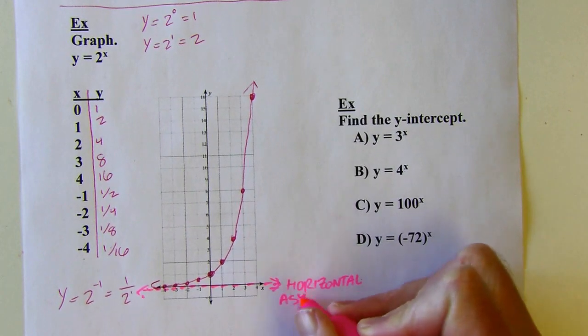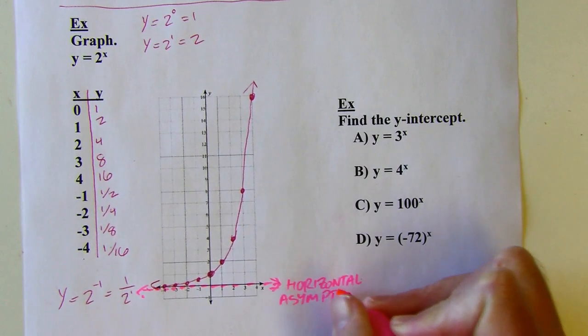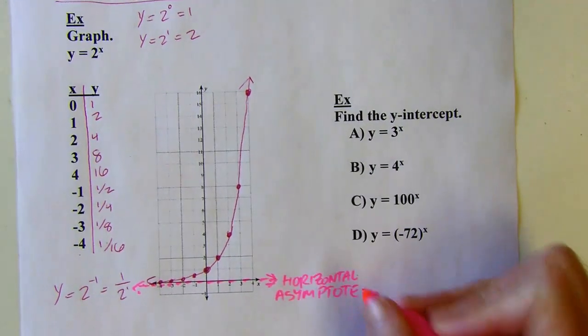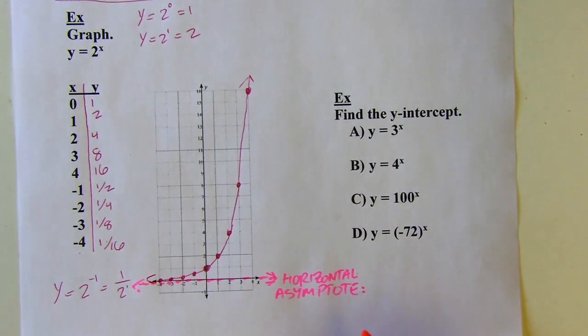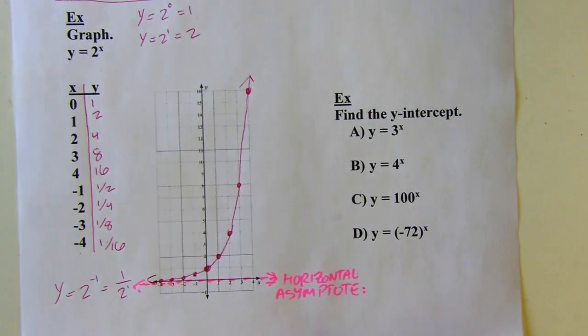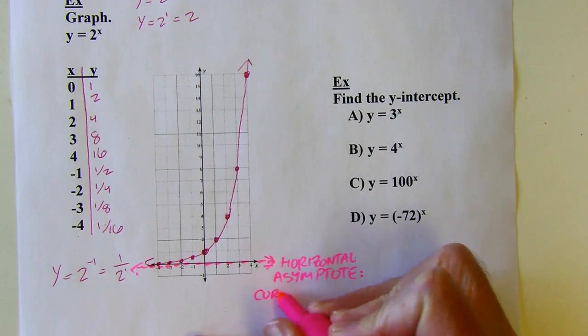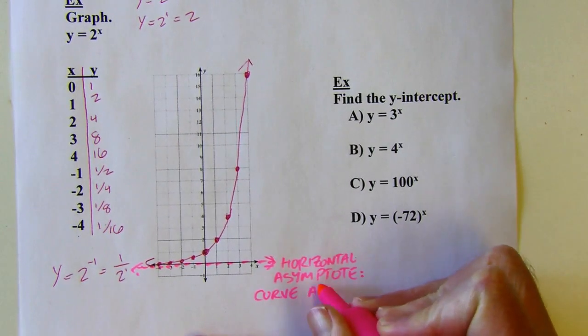And that just means the curve is going to approach this but never cross or never reach it. Can't touch us.